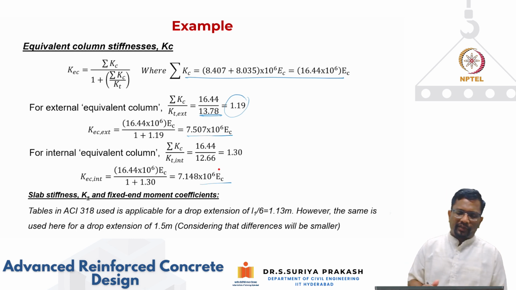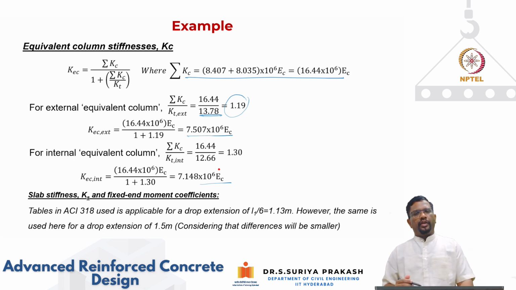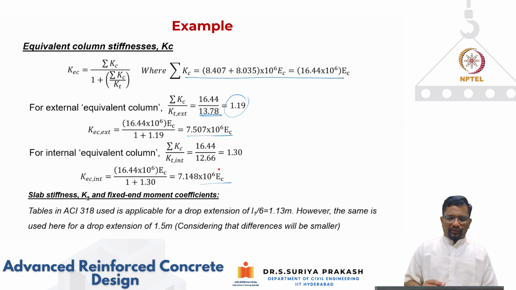Now the next step is the slab stiffness constants and fixed end moment coefficients. Tables in ACI 318 can be used. Now this is actually applicable for L1 by 6 of 1.13 meter with a drop panel of only 1.13 meter. But what is the drop panel width that we have provided on one side? Actually, the total width is 3 meter, but on one side, it is only 1.5 meter.